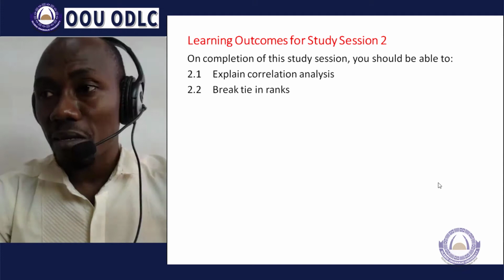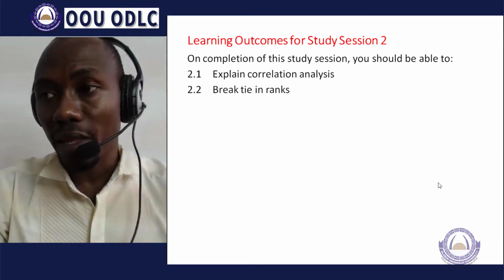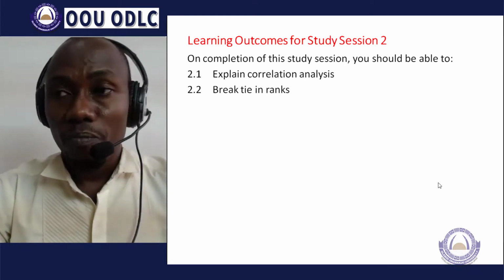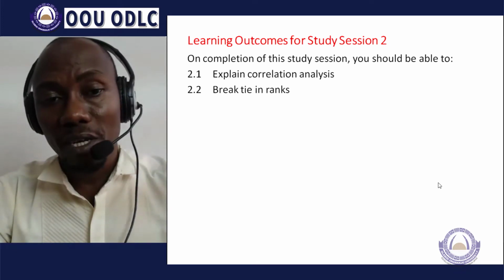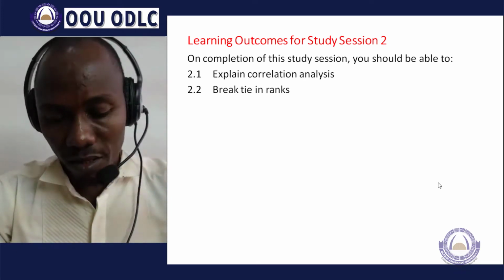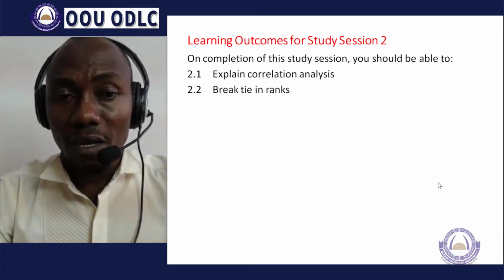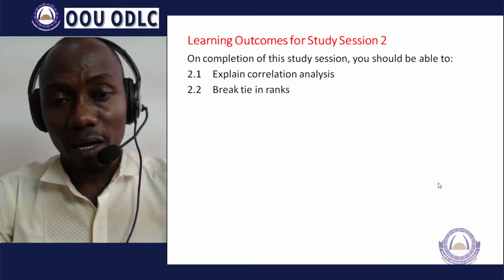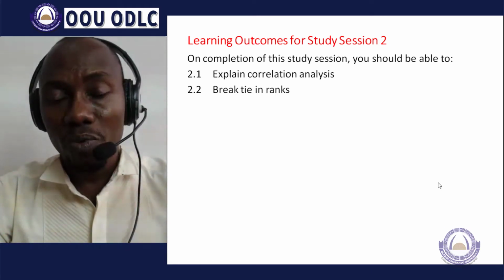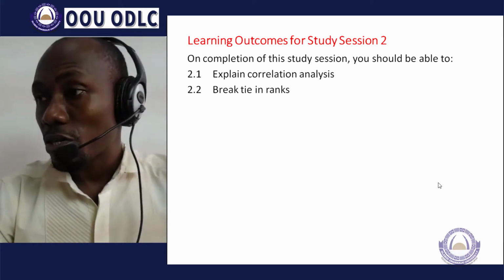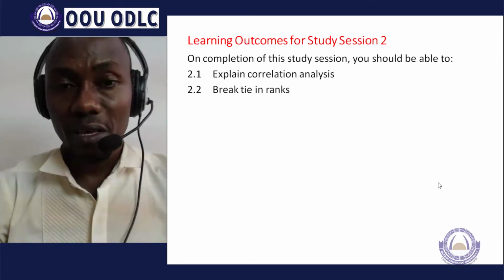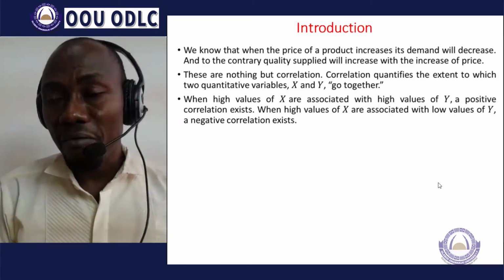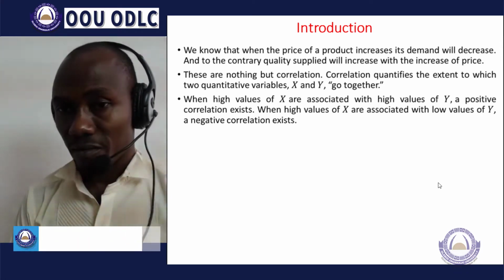You'll be able to apply the two types of simple correlation analysis which will be considered in this course. These two types include Pearson's product moment correlation coefficient and Spearman's rank correlation coefficient. You'll be able to look at how to break ties in the rankings which is involved in Spearman's rank correlation coefficient, and you will be able to apply correlation coefficients to everyday life. Correlation coefficient is what we apply in everyday activity.